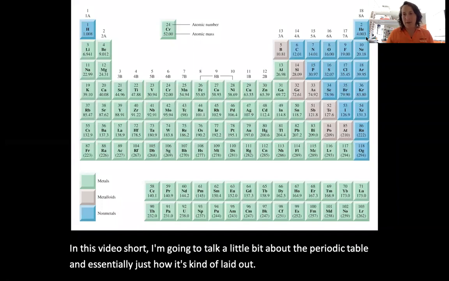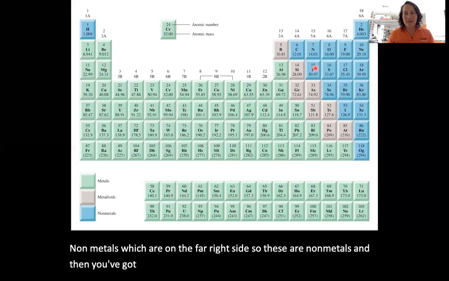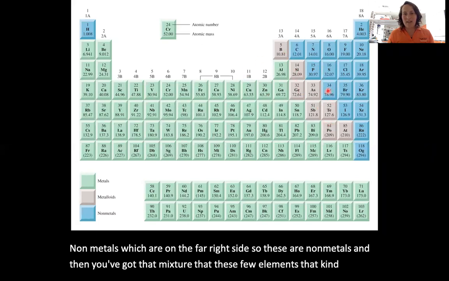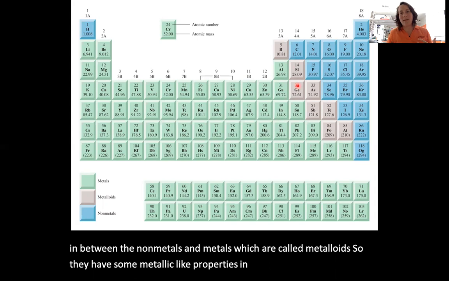This is an image of the periodic table from your book, and as you can see, most elements on the periodic table are classified as metals, which are green, and they're all chunked together. Non-metals are on the far right side. Then there are a few elements that come in between the non-metals and the metals, which are called metalloids. So they have some metallic-like properties and some non-metallic-like properties.